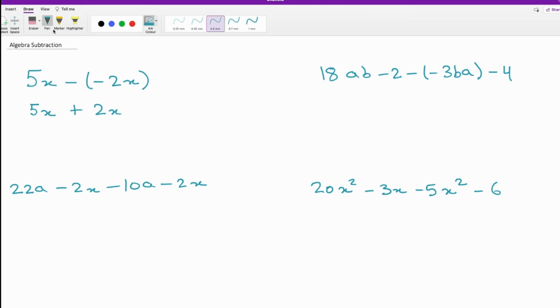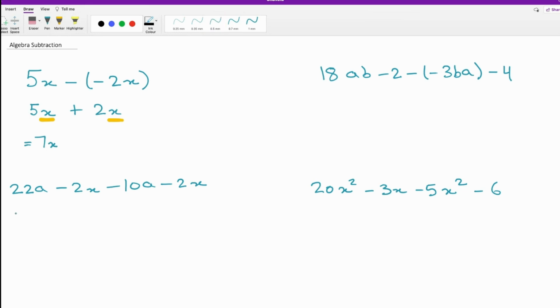Now here, let's first identify, are these two like terms? We can see that they are because they have a common pronumeral raised to the same power. And then what we know is that pronumeral will remain in our answer, and all we need to do here is, because it's addition, we add the two numbers together. So 5 plus 2 gives us 7. The answer will be 7x. That's question 1.